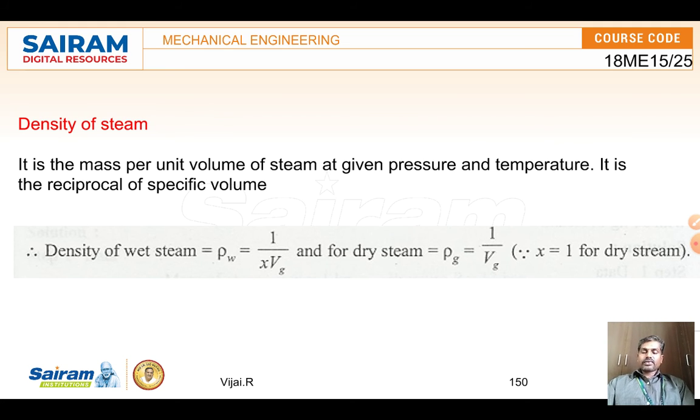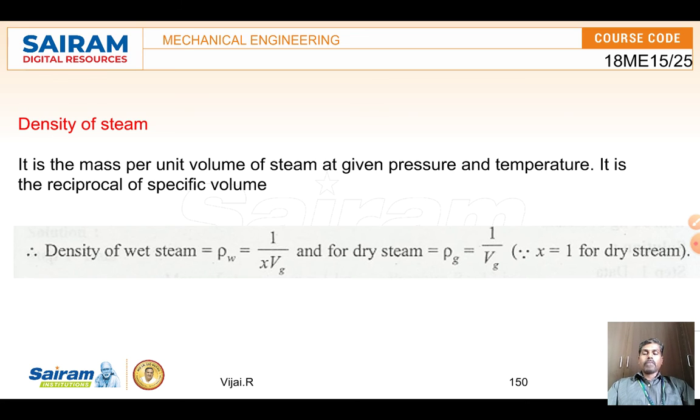So now we can find the density. What do you mean by density? Normally we call density the mass per unit volume, and it is the reciprocal of specific volume. Already we have studied what specific volume is: the volume occupied per mass. So the density is mass by volume, the reciprocal of the specific volume.